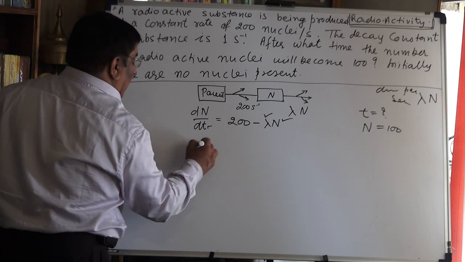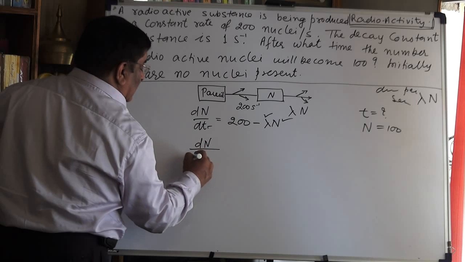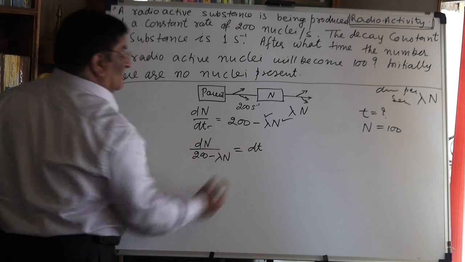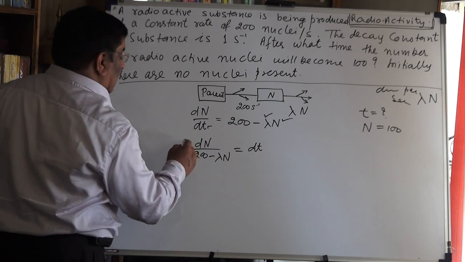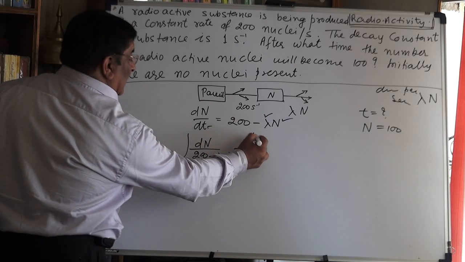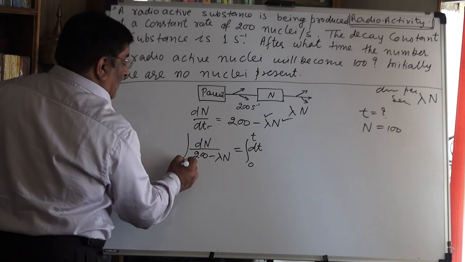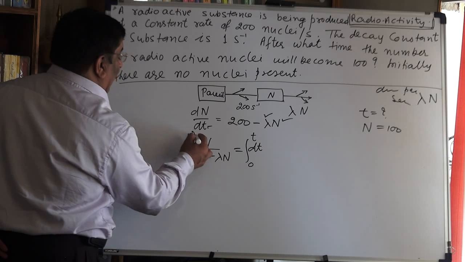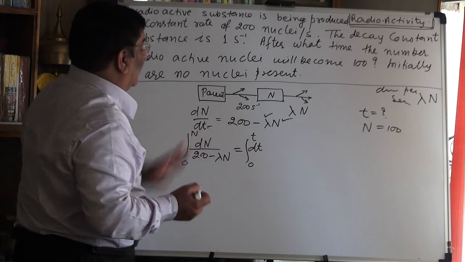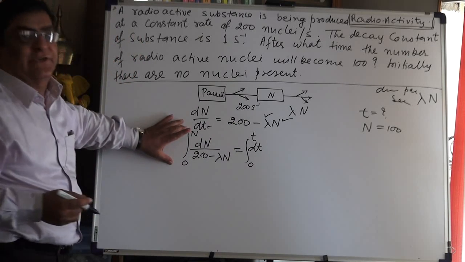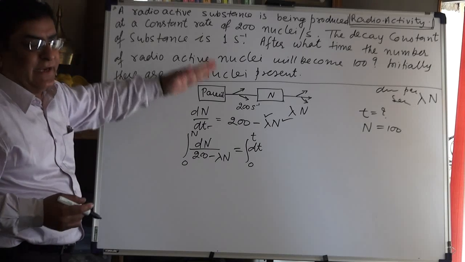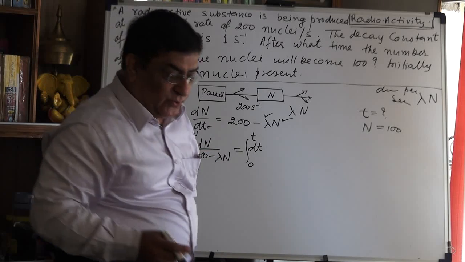There is mathematics involved. We can do that. This will become dN upon 200 minus lambda N, equal to dt. Let's integrate on both sides. When it is 0 to t, the number will change from 0 to N. t is the time when the number becomes N. So this is 0 to N and this is 0 to t. Now this integration is to be done. There are 4-5 steps that I am not going to do now.